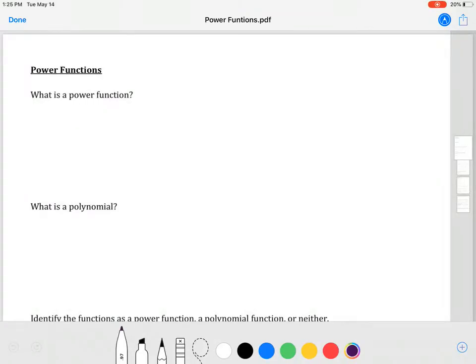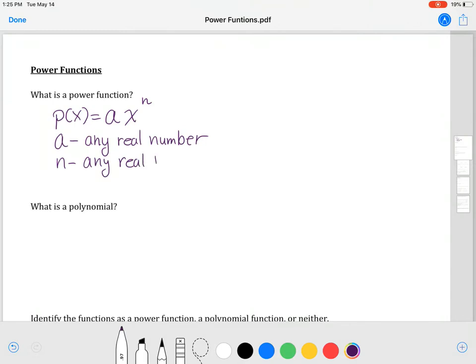In this video, we're going to talk about power functions, and we're going to introduce you to polynomial functions. A power function is a function in the form of p of x is equal to a times x to the n. A is your coefficient, which can be any real number. And n is your exponent, which also can be any real number. And one other thing to notice is that power functions are only one term.